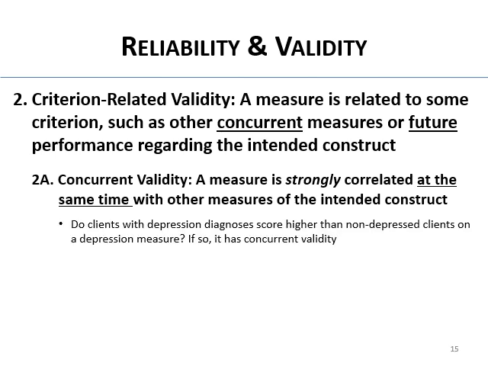So what does that mean? You would expect, for example, that clients with depression diagnoses score higher than non-depressed clients on your depression measure, right? If that's true, you have evidence to argue that you have concurrent validity. They were diagnosed as depressed, they score higher than people who aren't. That suggests this thing's actually measuring depression.